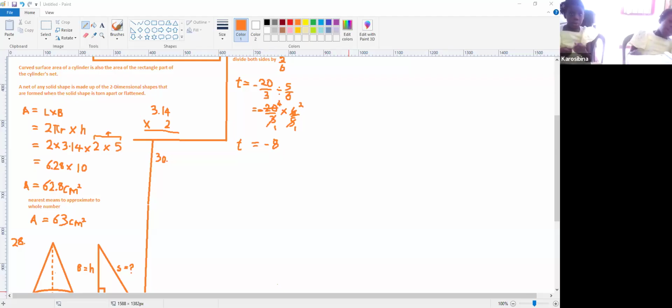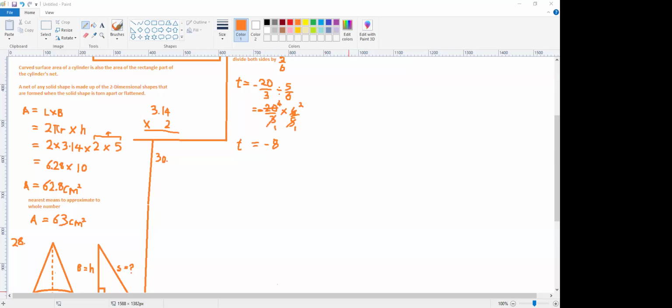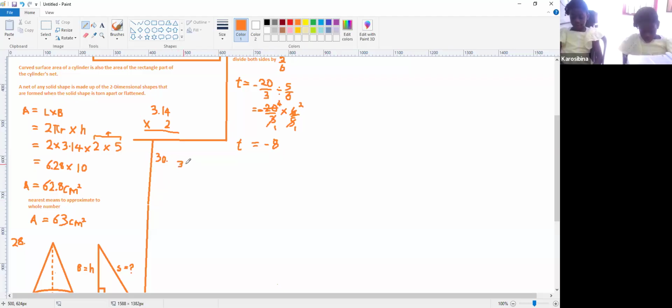Express 35 kobo as a fraction of 2 naira. Good. Now, 2 naira, the 35 kobo. Faith, are you listening? Let's pay attention. That 35 kobo that they say we should express, that 35 kobo will be the numerator. Okay? What did I say?